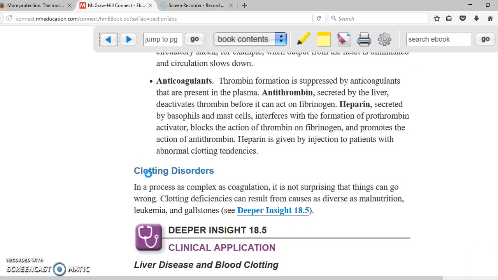There are multiple different kinds of clotting disorders, such as hemophilia, for example. Hemophilia is the lack of some of the coagulating factors. And because of that, obviously, you're not going to be able to form a blood clot, and therefore you're going to bleed. And obviously, that's a problem.